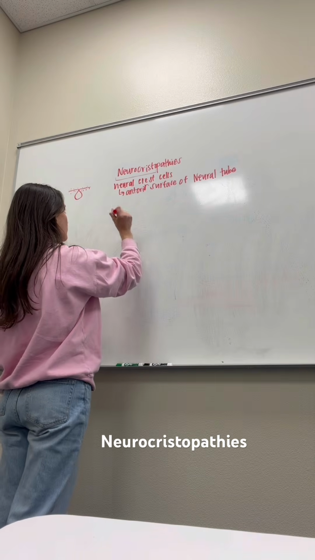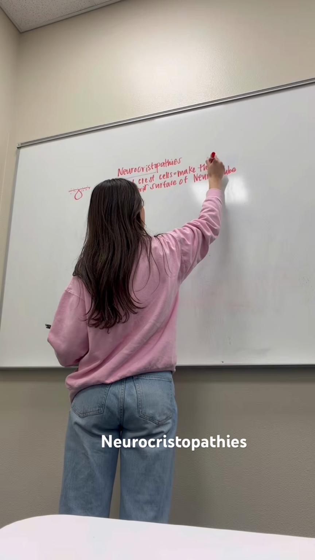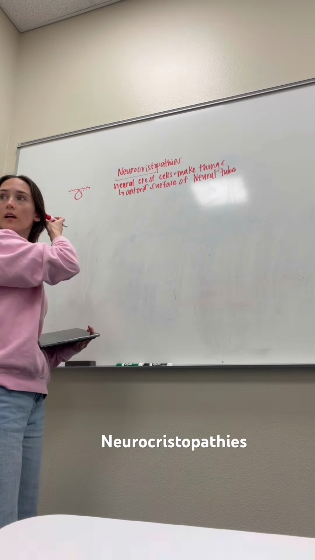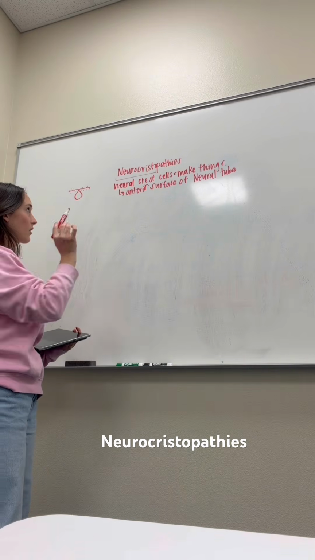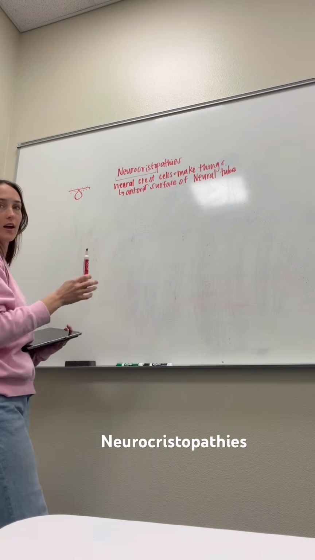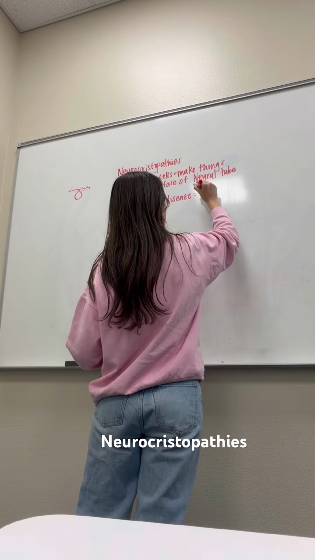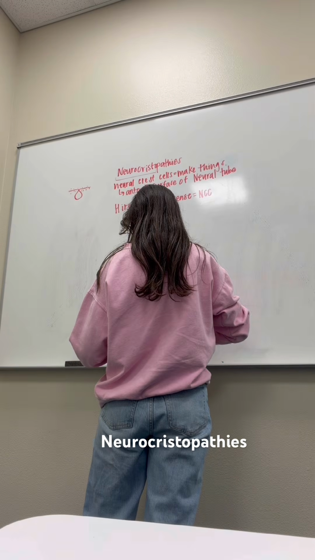And neural crest cells, their job is to make things. They are early on in the development of a human, and if neural crest cells do not reach a certain area, they cannot produce anything in that area. So we're going to talk about something called Hirschsprung disease. This is what happens when the neural crest cells don't create the full GI tract.